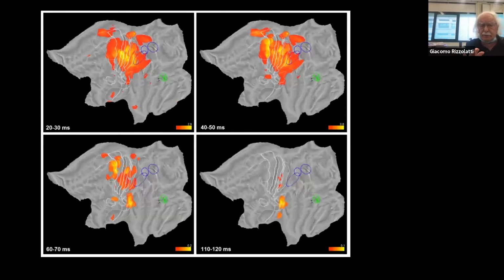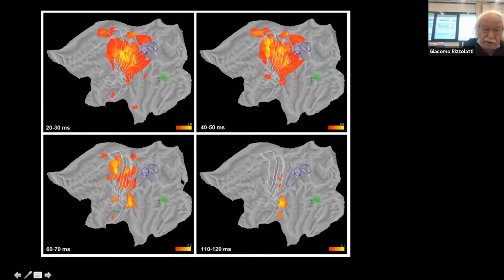And here is what happens with time. We made the experiment and recorded for a long time. Usually when you do an experiment, you stimulate, and that's it. Here you see what happens. After 20 milliseconds, we have activity in what all physiologists know as the somatosensory areas. But the surprise is that after 40 milliseconds, the activation, the yellow one, is more rostral: it's motor.